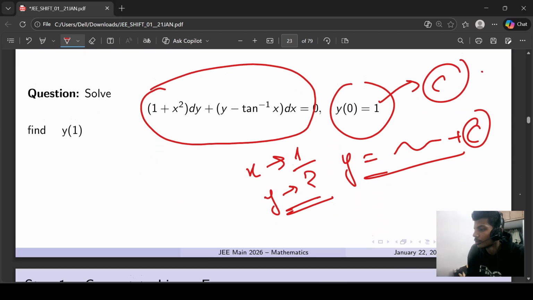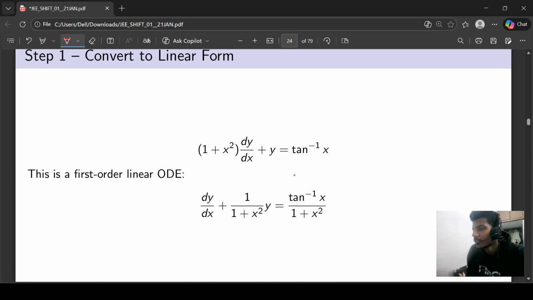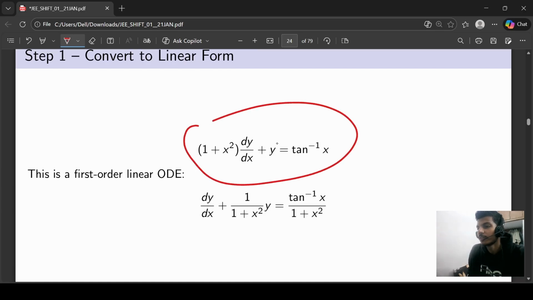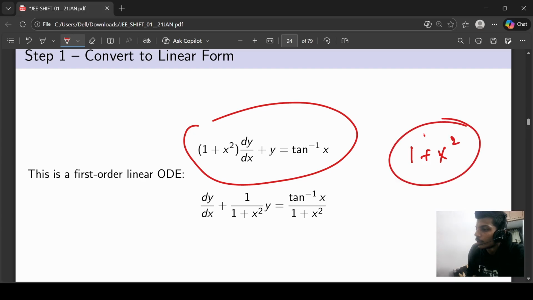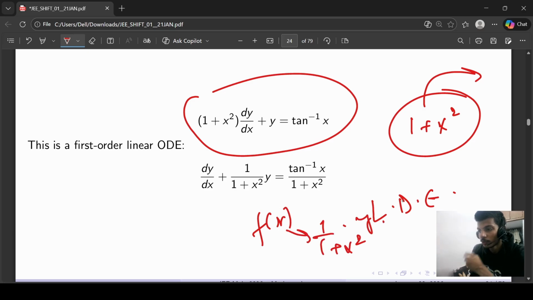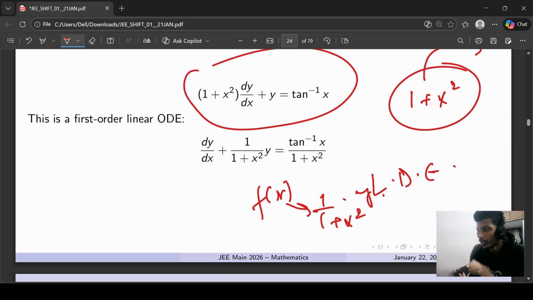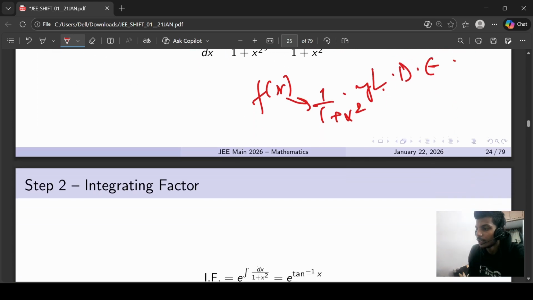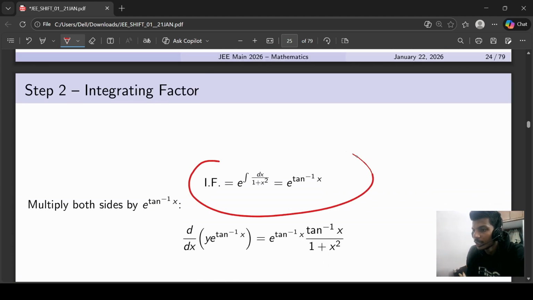Okay, let's do this. This is the differential equation we have been given. What I will do first is shift 1 plus x square to the right hand side. It's simply y divided by 1 plus x square and 10x divided by 1 plus x square. We are going to use a linear differential equation here. I can see that the function f is 1 divided by 1 plus x square, that is the coefficient of y, so we look for 1 divided by 1 plus x square in the integrating factor.